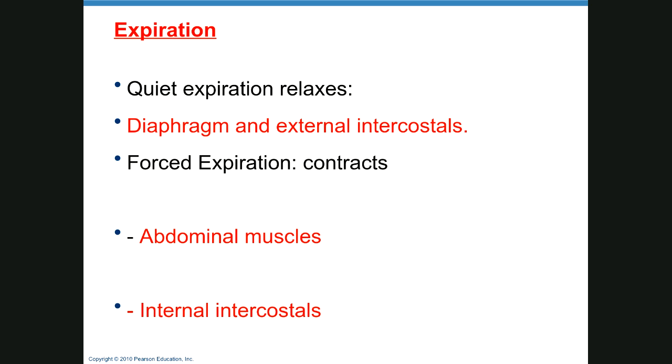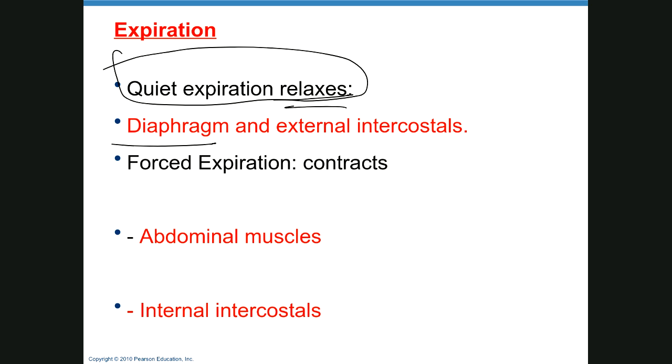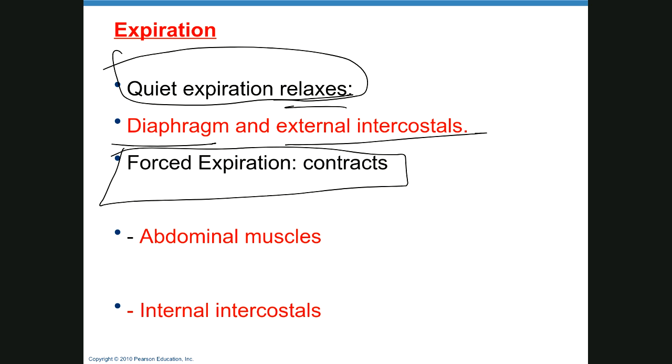So quiet expiration relaxes the diaphragm and external intercostals. Now, if you want to forcefully breathe out more air, the muscles of forced expiration are going to be the abdominal muscles and internal intercostals. And yes, you definitely need to know this.